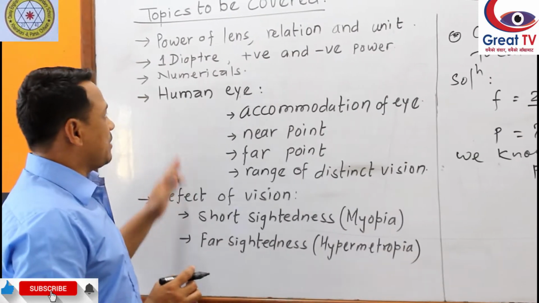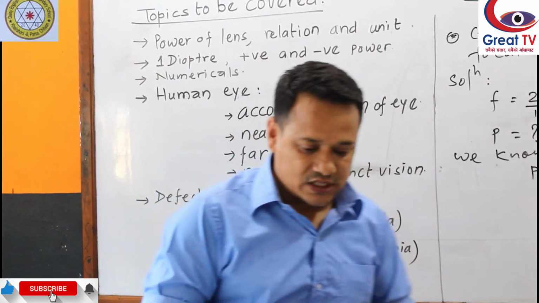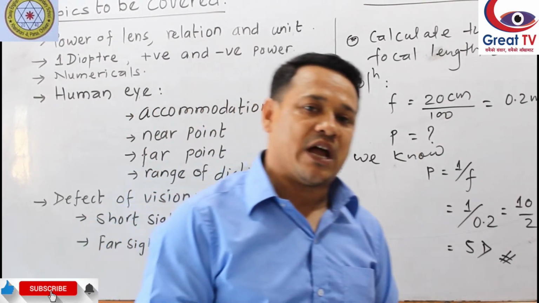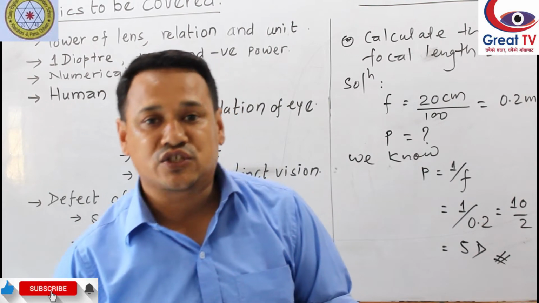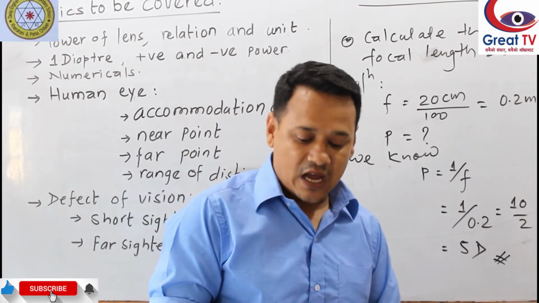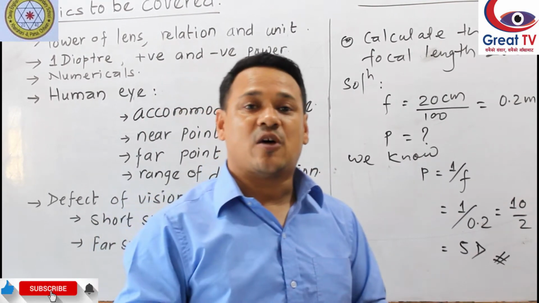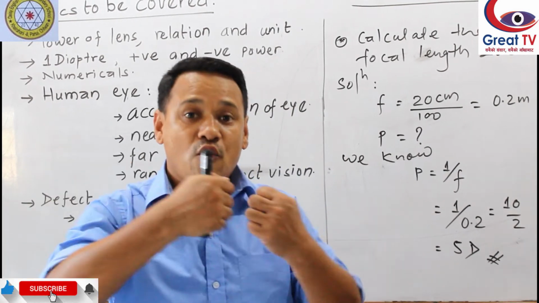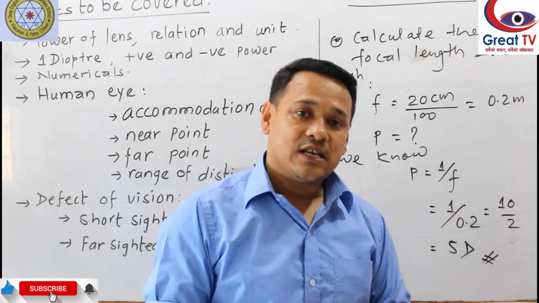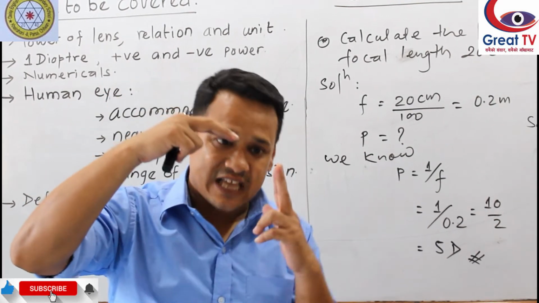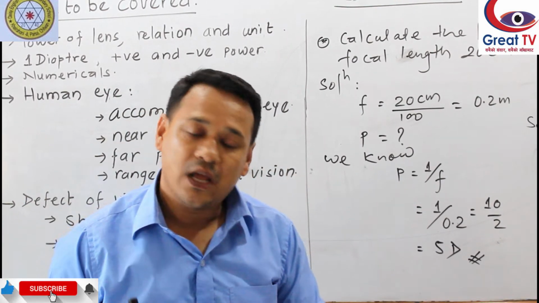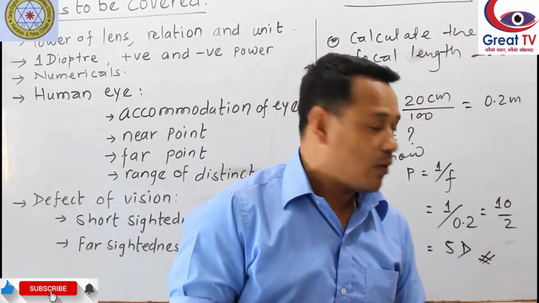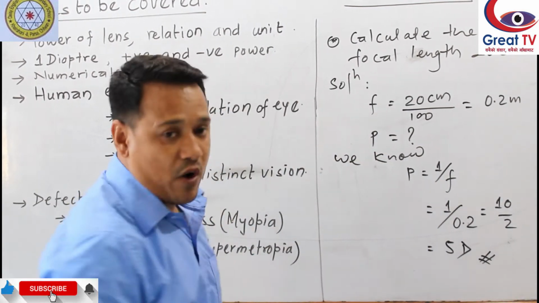After this, we have to discuss the human eye. In class 9 also you have read about the human eye. The human eye is a natural optical instrument, consisting of a convex lens. This eye lens is supported by the ciliary muscle. The ciliary muscle helps to change the focal length of the eye lens. Similarly, the iris helps to determine the size of the pupil. About this you have read in class 9, so here we are going to discuss directly about these points.